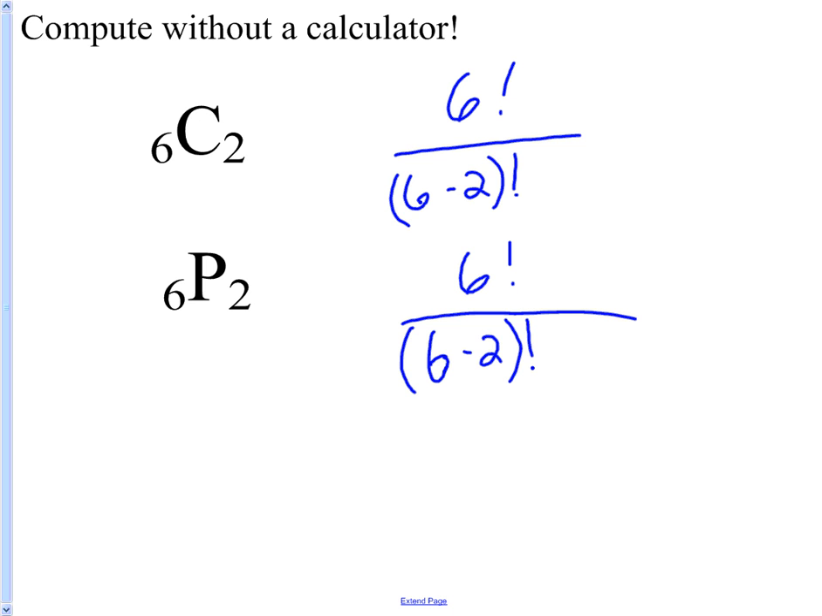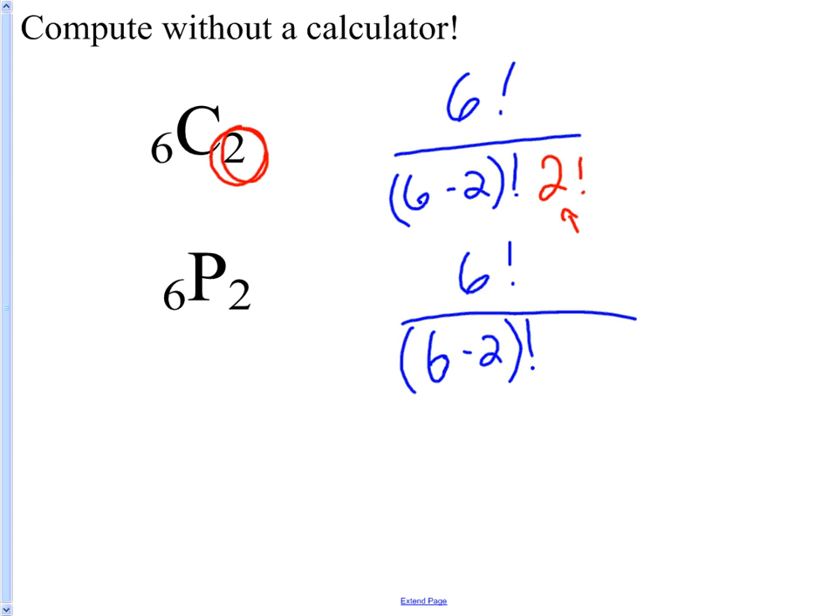But one of these has an extra thing in it. Do you remember which one it is? The combination has an extra thing. Where? In the denominator. And what is that extra thing in this case? 2 factorial. Is it always a 2 factorial? No, it's whatever's here. If that is a 3, then it'd be a 3 factorial here.